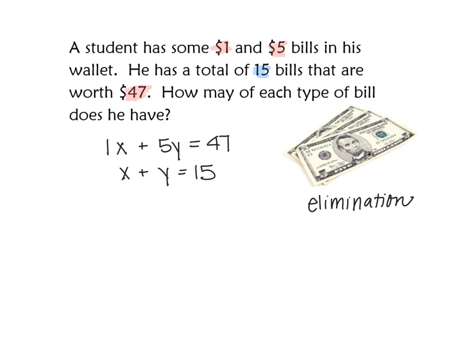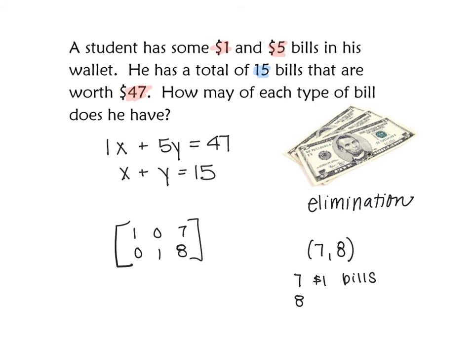elimination. So again, go ahead and pause this, enter your matrix into your calculator, and get an answer for this system. After you input this into your calculator, you should see the following answer show up on your screen. So my answer as an ordered pair would be 7, 8, and what that meant was I would have 7 $1 bills, and I would have 8 $5 bills.